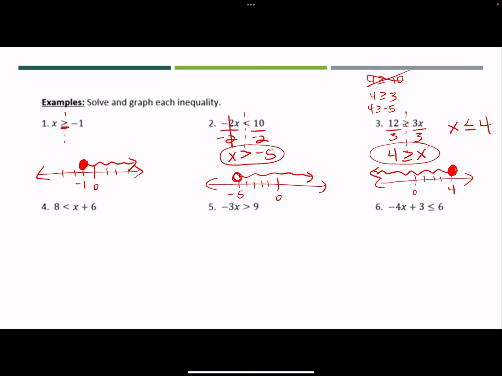So I started with 4 is greater than or equal to x. If I flip it, I flip the whole thing. It should be x is less than or equal to 4. All right, let's do a couple more.